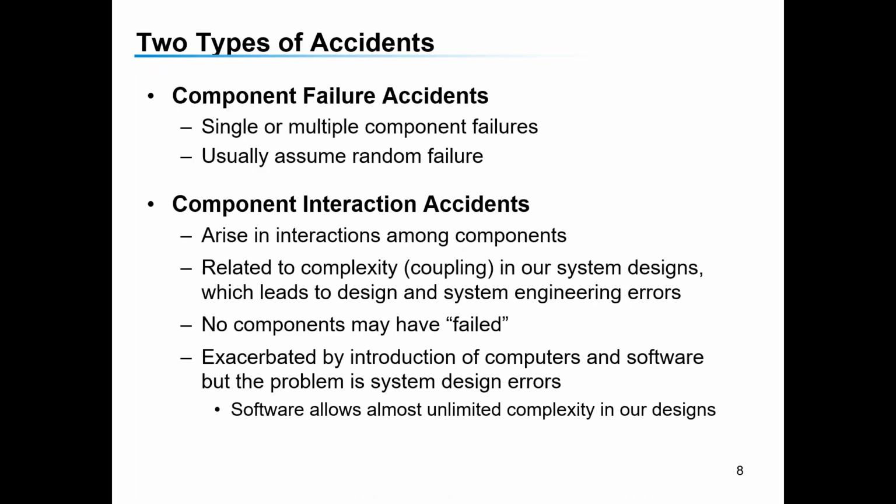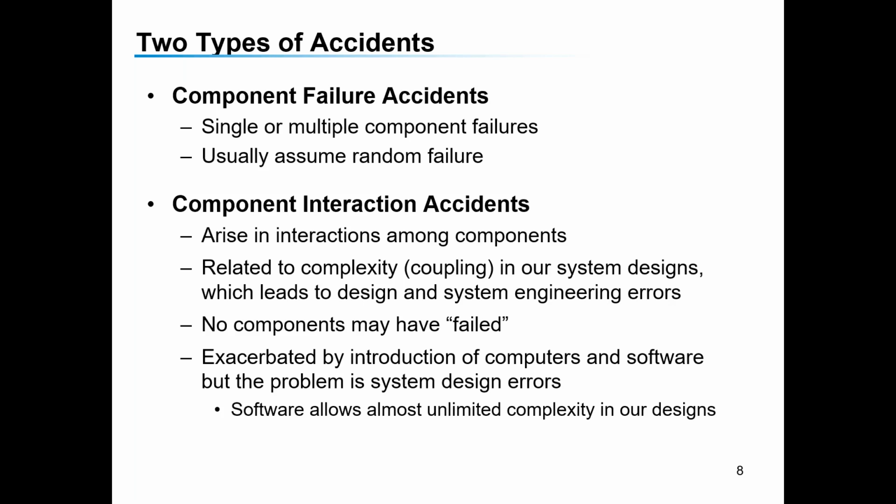Now, basically, there are two types of accidents. There's the standard old accidents that we're all used to dealing with, component failure accidents. But there's also now, we're starting to see these component interaction accidents. They arise in the interactions among the components. In the Warsaw accident, the software did exactly what it was designed to do. The pilot did what he or she was supposed to do.